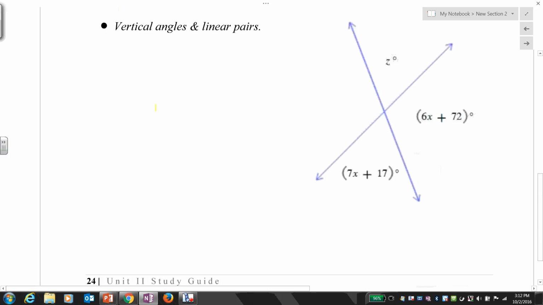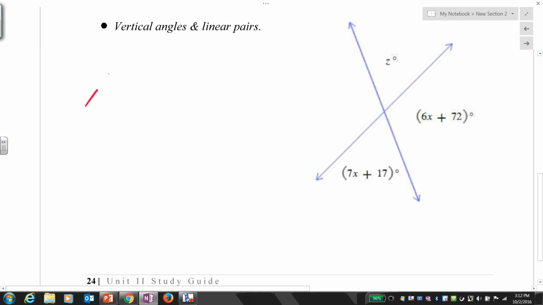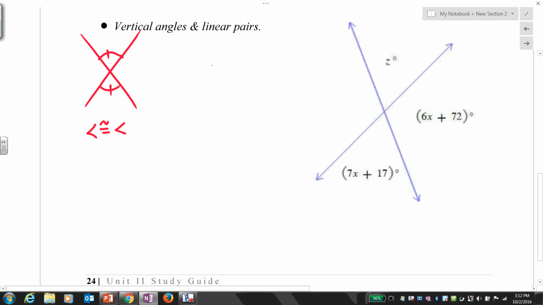Vertical angles and linear pairs. Let's review our properties. Vertical angles: are there any angles directly across from each other? And they are congruent. Also known as bow tie angles. Linear pairs. Linear means line, pair means two. This is two angles that make a line. And those are not congruent, however, they are supplementary.